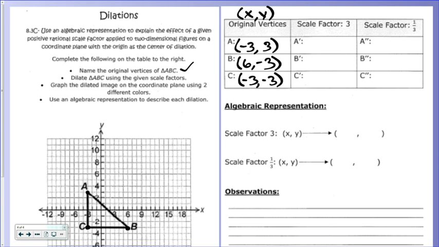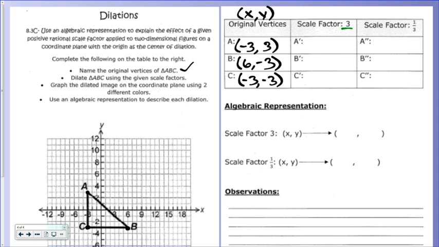All right, next step. Dilate triangle ABC using the given scale factors. So let's look at our second one here. It tells us that we have a scale factor of 3. Yesterday, when we were deciding what the scale factor was, we decided what is my original image, what has to happen to the original image to the new image. So is it getting larger? Is it getting smaller? What am I multiplying by in order to get from the first image to the second one? Today, they're telling us what the scale factor is.